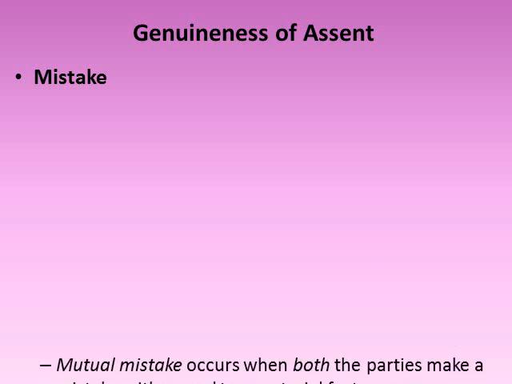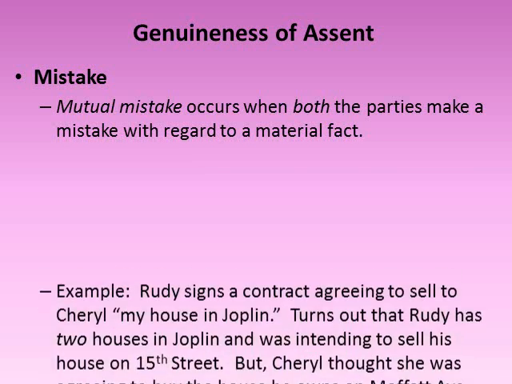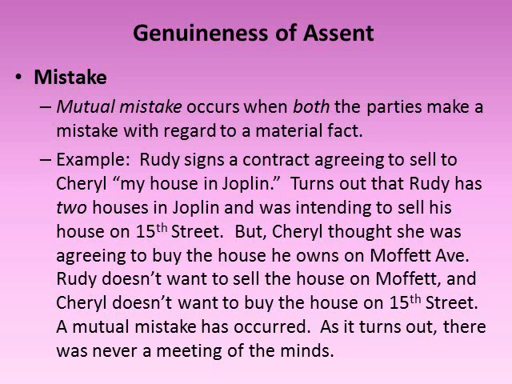Well, that was unilateral mistake. We also have mutual mistake. Mutual mistake occurs when both of the parties make a mistake with regard to a material fact. For example, Rudy signs a contract agreeing to sell to Cheryl, quote, "my house in Joplin," unquote. Well, it turns out that Rudy has 2 houses in Joplin and was intending to sell his house on 15th Street. But Cheryl thought she was agreeing to buy the house he owns on Moffett Avenue. Rudy doesn't want to sell the house on Moffett, and Cheryl doesn't want to buy the house on 15th. So a mutual mistake has occurred.